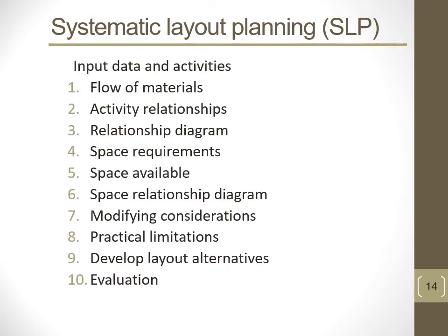All steps of the systematic layout planning are also listed here. After collecting the data on activities, we come up with the flow of materials, the from-to charts, and activity relationship diagrams. Using these, we generate relationship diagrams. Then we determine the space requirements and collect the available space. Using these, we generate the space relationship diagram. If necessary, we modify our considerations. We check the practical limitations and consider those, develop a number of layout alternatives, evaluate these alternatives, and select the preferred design.